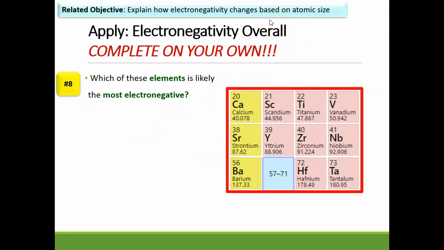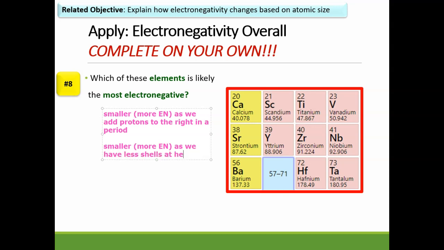All right, so question number 8 says which of these elements is likely the most electronegative? Remember, we have this pattern that we get smaller and more electronegative as we add protons to the right in a period, and we get smaller and more electronegative as we have less shells at the top of a group. So again, I would recommend go ahead and just figure out which of these are all to the right, which of these are all to the top, and where do they overlap? Because where they overlap, that'll be the element that is both furthest to the right and furthest to the top. Go ahead and complete number 8, and then continue on when you are ready.